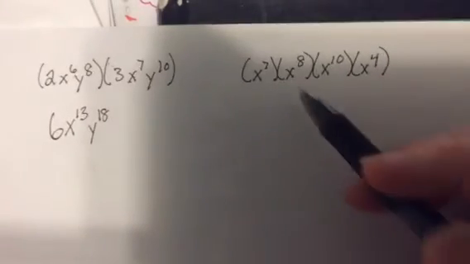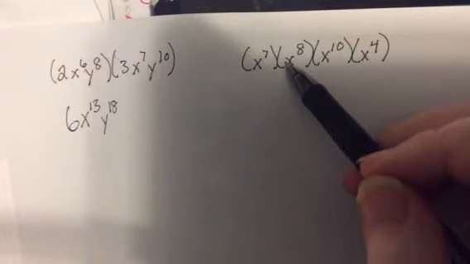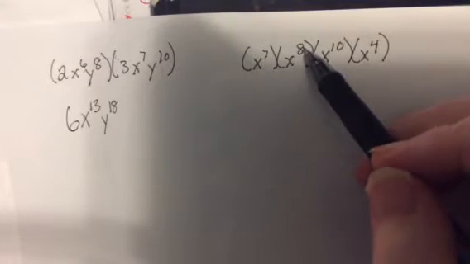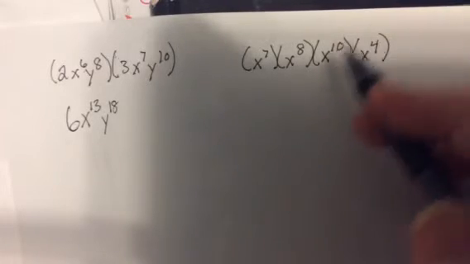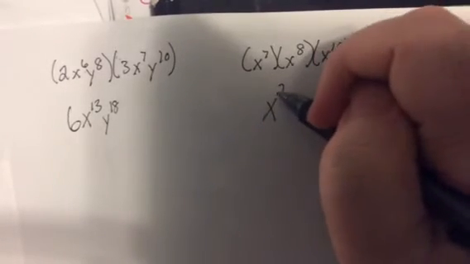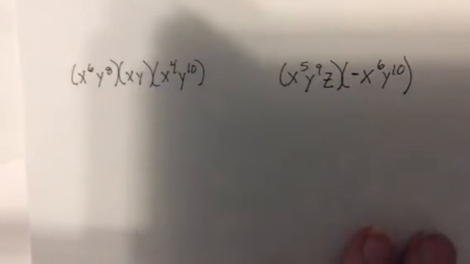So this one, I have x to the 7 times x to the 8. When I multiply 2 things same base, I add. 7 plus 8 is 15. Plus 10, I have 25. Plus 4 is 29 of them. So I have x to the 29, 29 x's multiplied together. So I have 2 little problems for you to try.